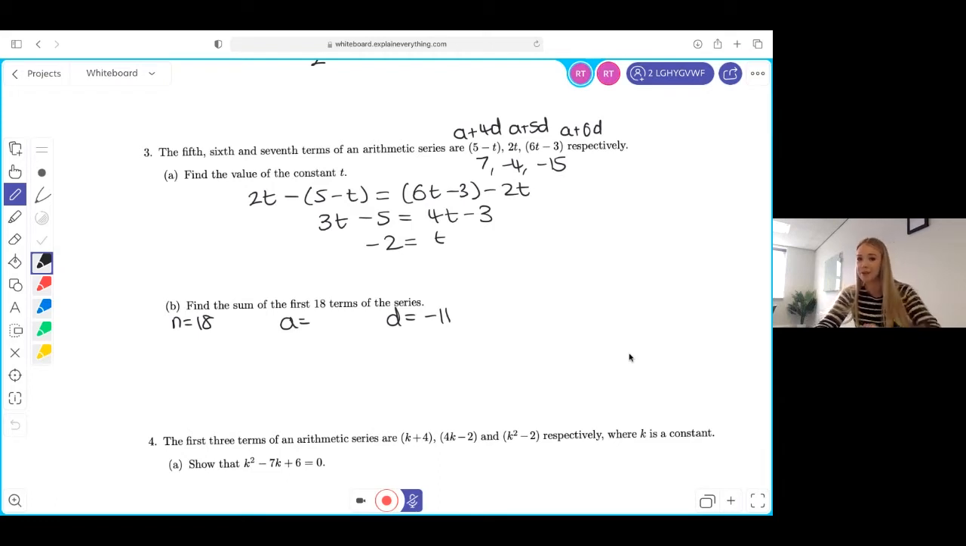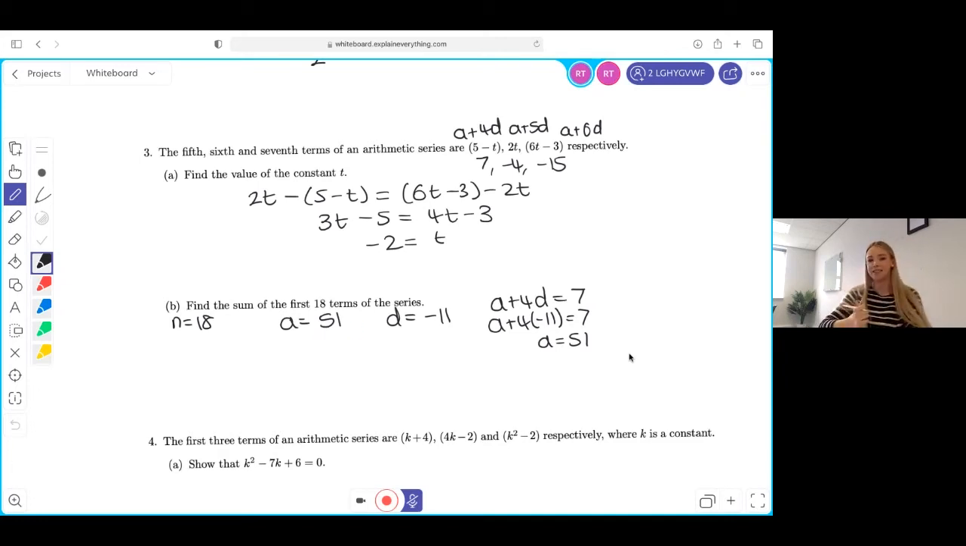You can kind of work backwards, write it out in a sequence. I know some people would like to just add on the 11s and work backwards from your 5th, 6th and 7th term. But if you know the 5th term, a plus 4d equals 7, and we know that d is -11, then we can use that to work out our value of a. So that should be 44 plus 7, and that will be 51. So we get our first term of 51.